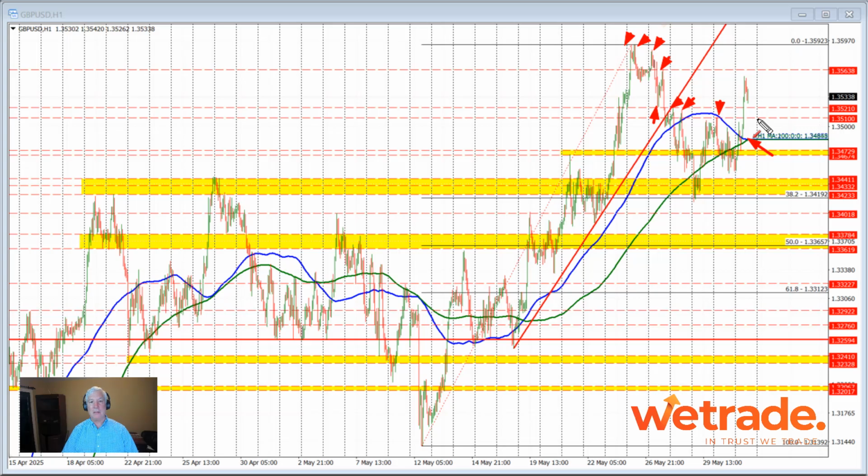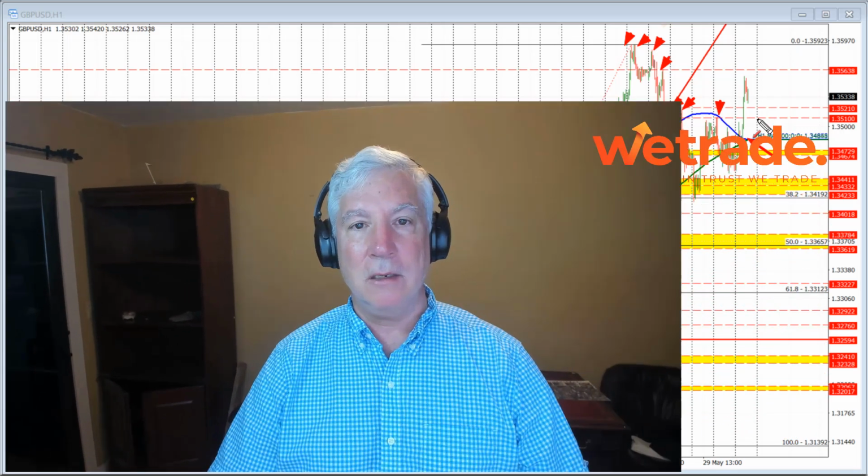So there we have it, a look at the three major currency pairs to kickstart your Monday morning, your trading week in the U.S.